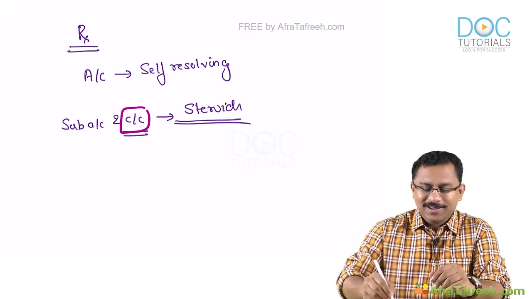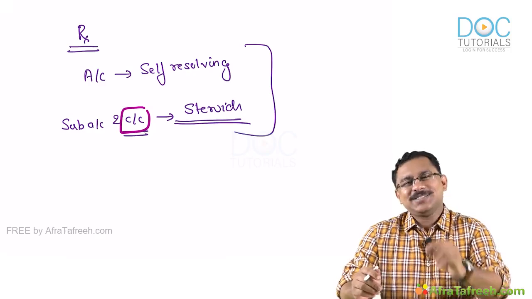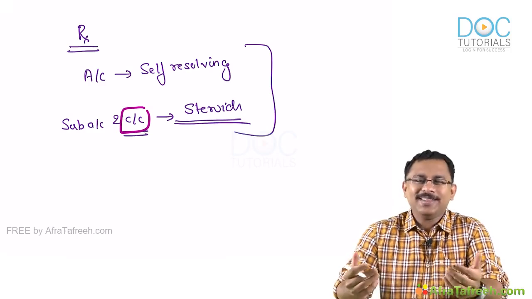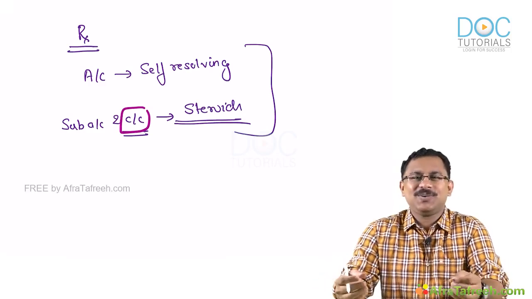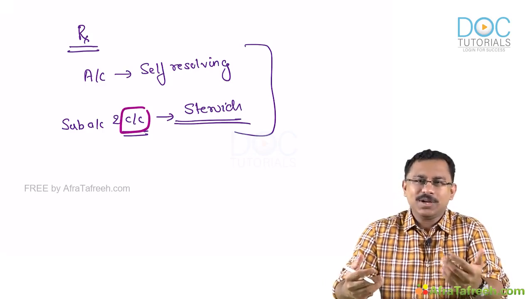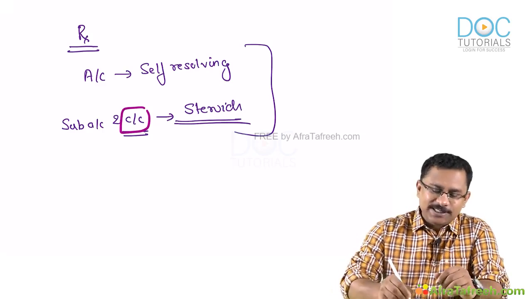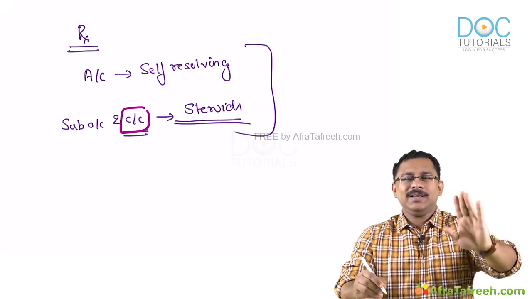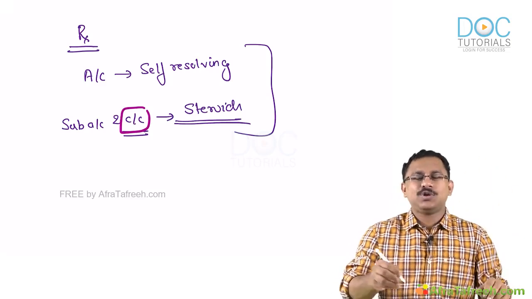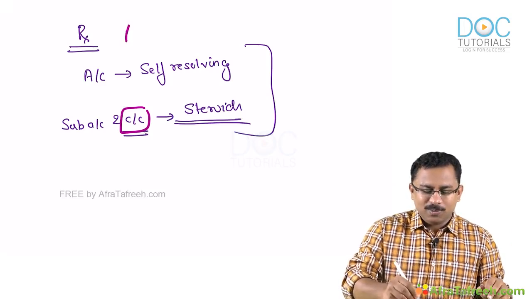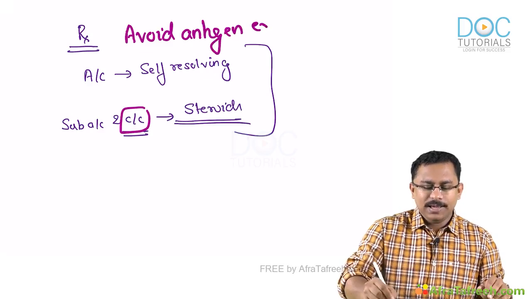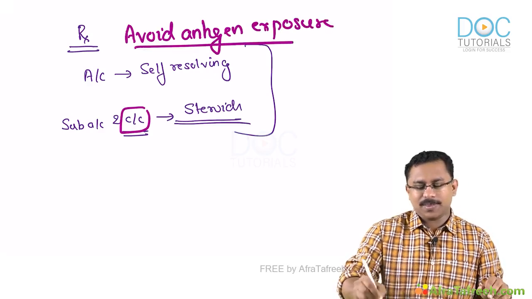And let me tell you one thing, I think I should have told this first, because the most important aspect, in addition to all the management, is to avoid further antigen exposure. That is the most important one. Because once you are again exposed to the antigen, you are likely to mount an immune response again. So as far as possible, if you are able to identify, suppose it is a bird fancier's lung, you try to avoid exposure to the birds. The most important one is avoid the antigen exposure.